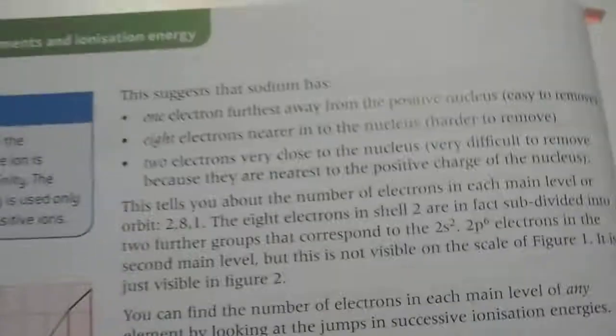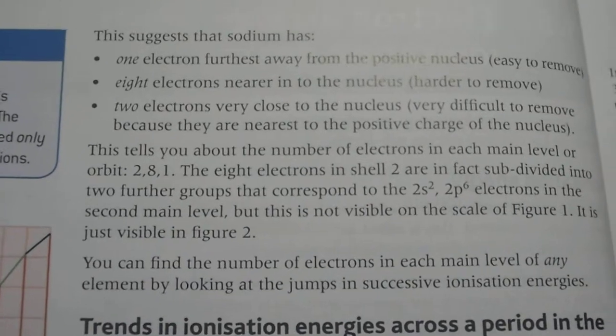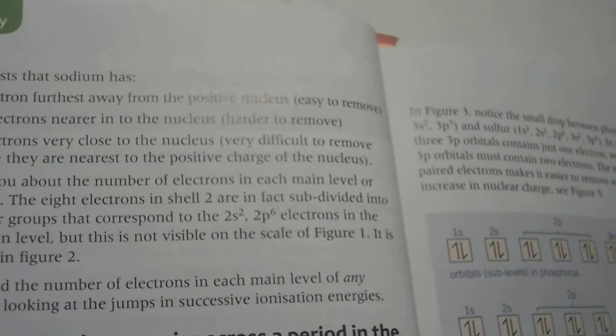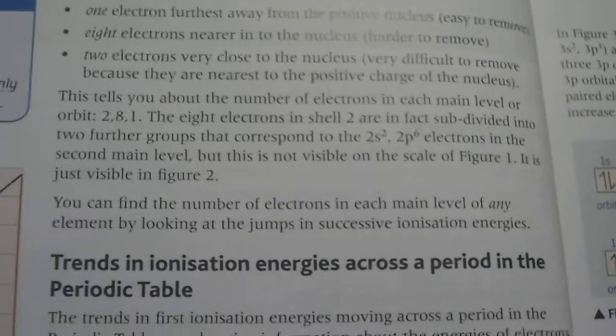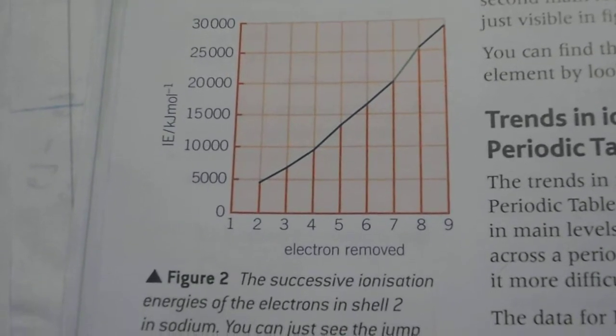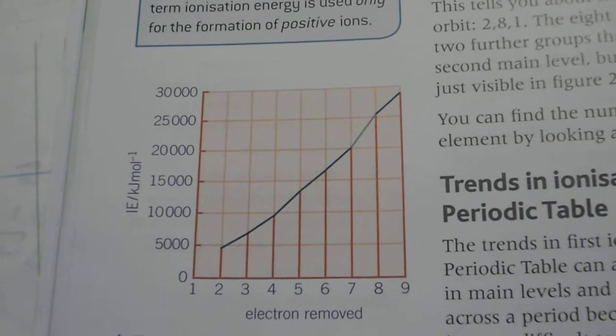So basically, this suggests that the one electron furthest away from the positive nucleus is easy to remove. The 8 electrons nearer the nucleus are hard to remove, and the 2 electrons are very close to the nucleus because they are near to the positive charge. So this is the successive ionization energies of sodium. As you can see, it's a linear trend, and the more electrons removed, the higher the energy it requires. So now we're going to look at ionization energies across a period.